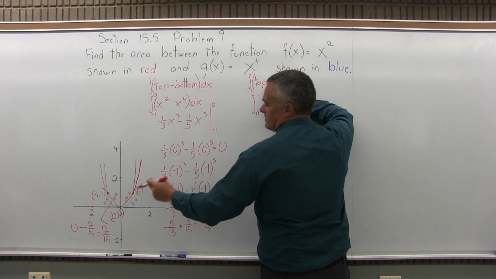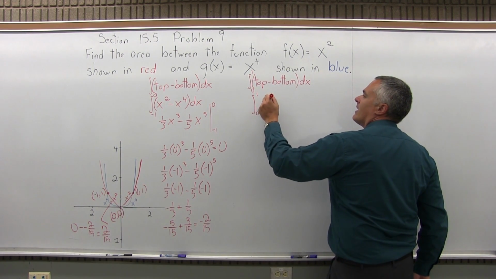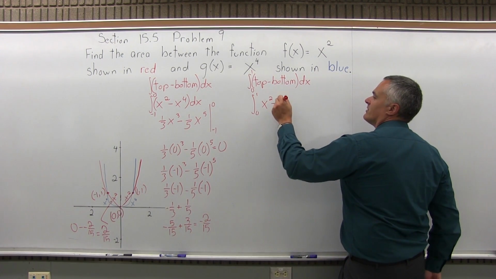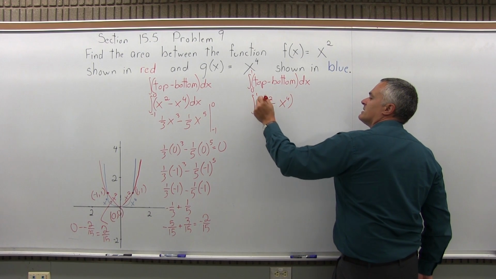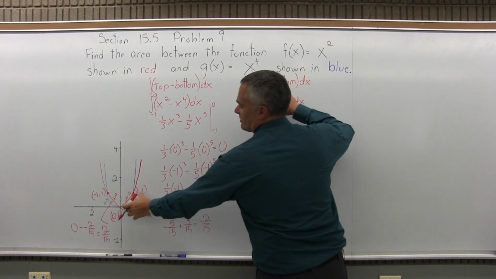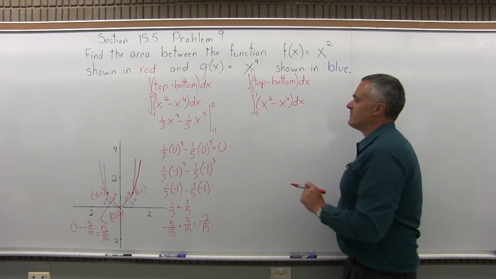The top function, the red one, is the x squared, minus the bottom function, the blue one, is the x to the 4th. I'll put x squared minus x to the 4th in parentheses, dx on the end. I have my limits of integration. Larger value is the upper limit. Smaller value is the lower limit.